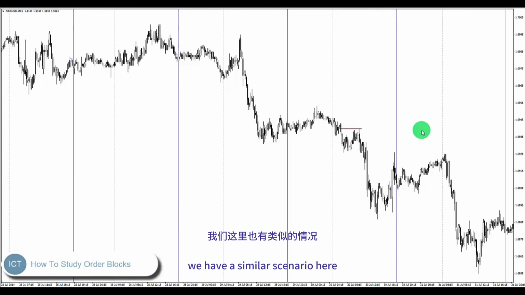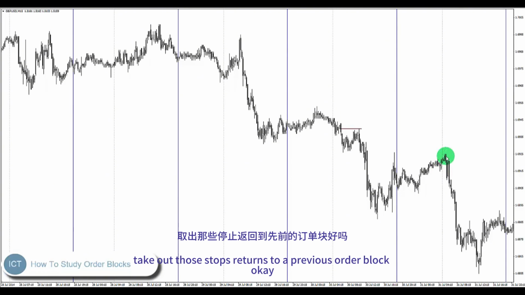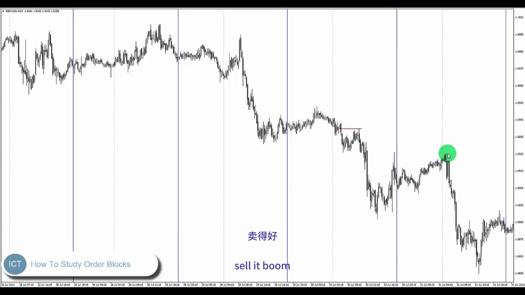We have a similar scenario here. We have a short-term high in here with the understanding that we expect lower prices. 5 GMT or midnight, we look for a rally up, take out those stops, returns to a previous order block. Okay, sell it. Boom.